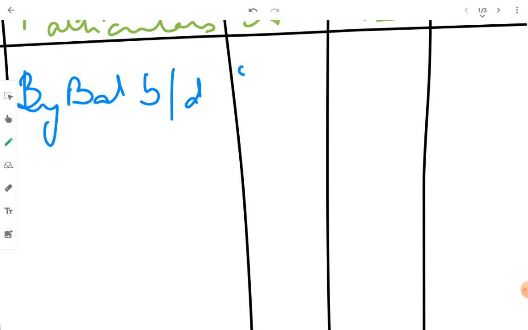Rupees 35,000. Then for B, it is rupees 30,000. C is the new partner, so it is nil.